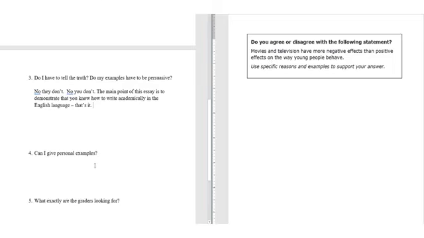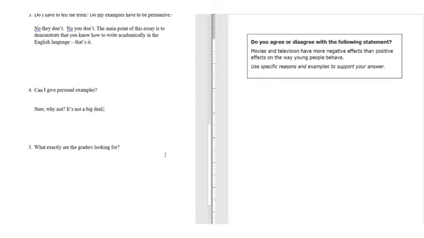Number 4, can I give personal examples? Sure. Why not? Right. This is another thing that I discourage on other tests like the GRE. But on the TOEFL, again, if you give a personal example with good writing, good grammar, good syntax, you're going to be just fine. It's not a big deal.